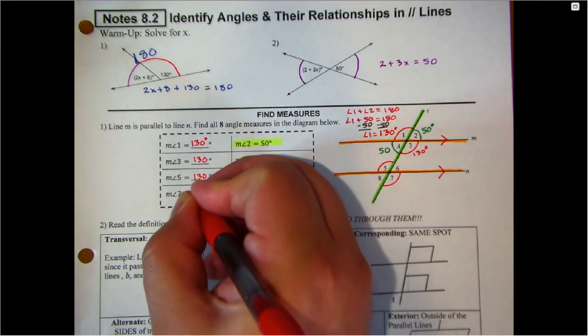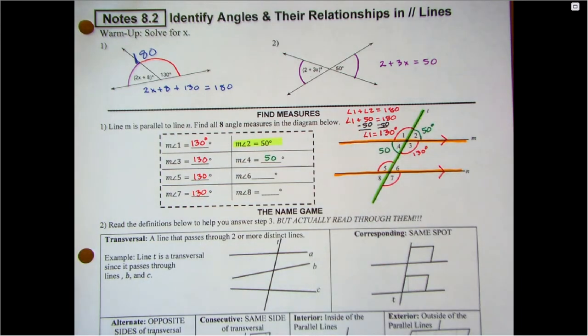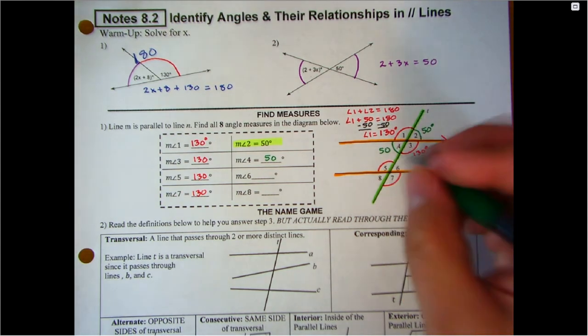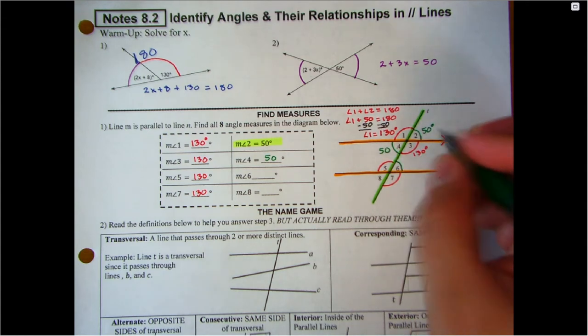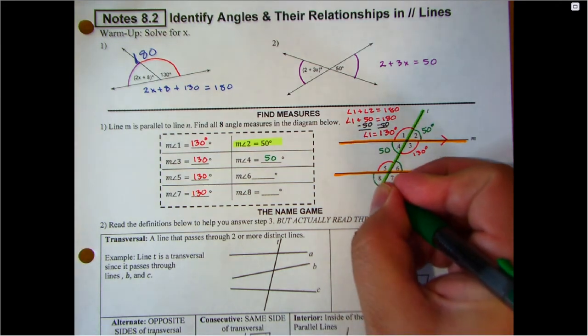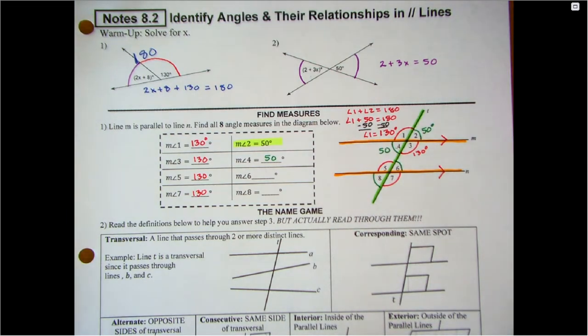So this one's 130, and look at that. This one has to be 130 also. And not just that, of course, because these lines are running in the same direction and they're hitting the same green line, then angle 6 is also 50, just like number 2, because they're in the same location, same spot, which means angle 8, also in the same spot as angle 4, would also be a 50.